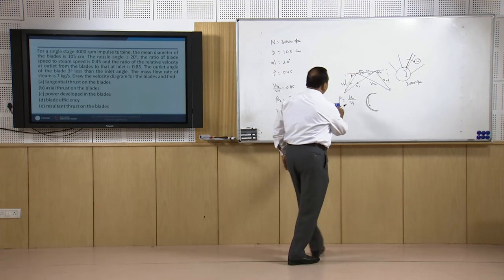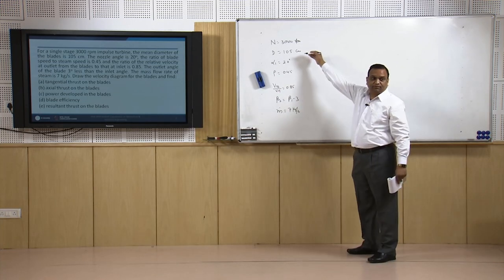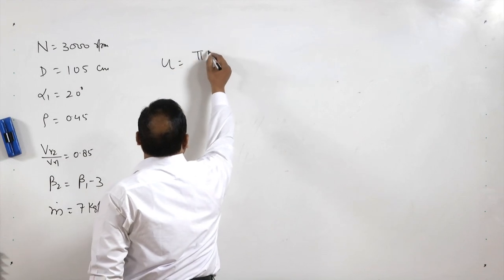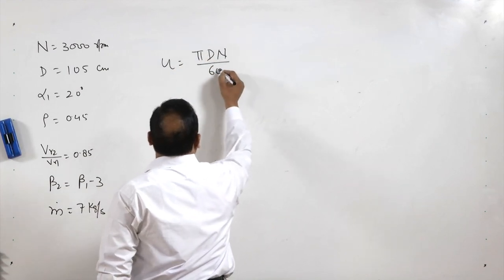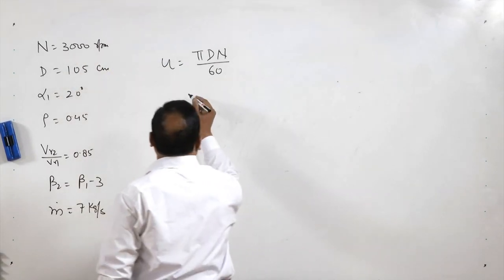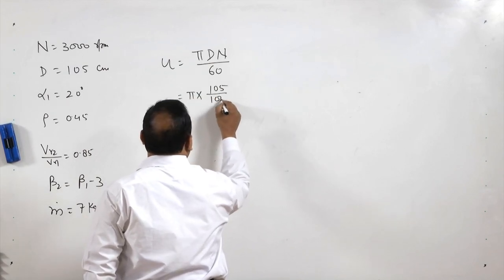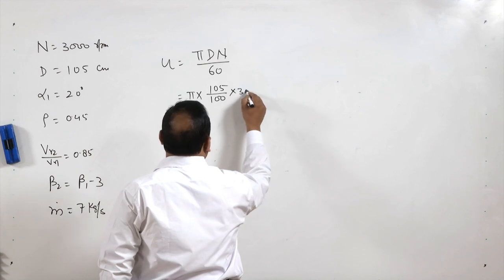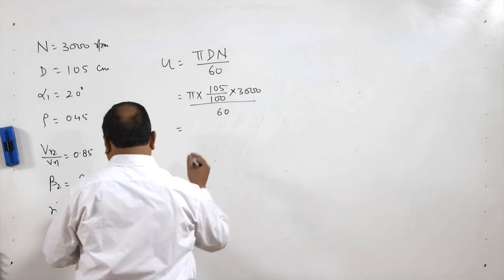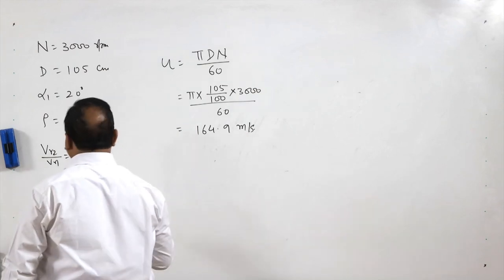So first of all, in this case, we have to draw the velocity diagram. First of all, with the help of these two pieces of information, we will calculate the average peripheral velocity. So, u is equal to pi d n over 60. 60 we have taken because this is RPM, so this RPM is converted into rounds per second. So, it is going to be pi into 105 divided by 100, converting into meter, into 3000 divided by 60. And u is going to be equal to 164.9 meters per second. So, this is the value of u.